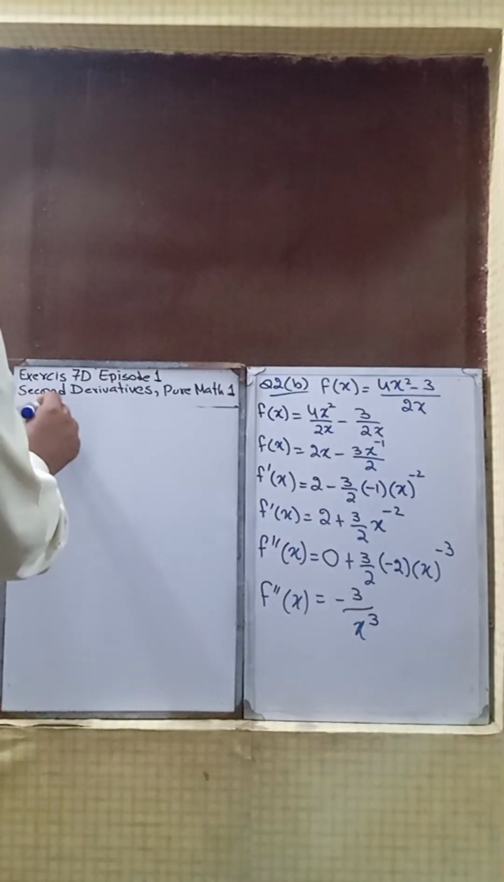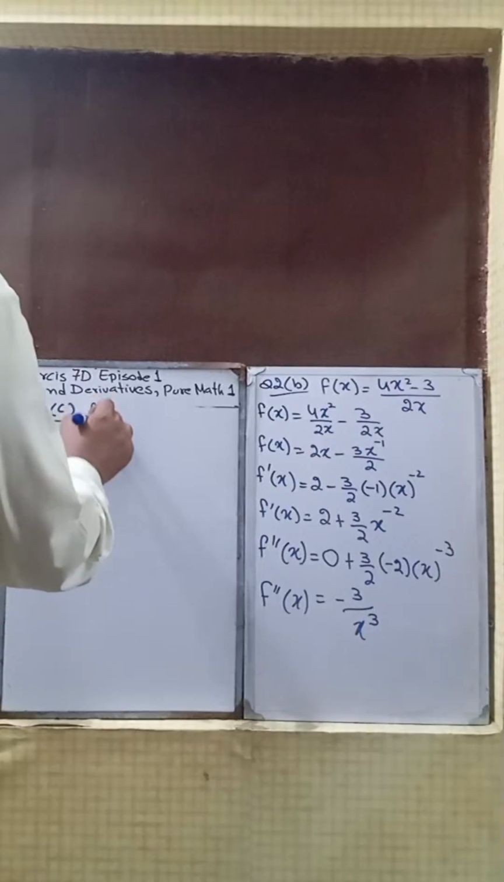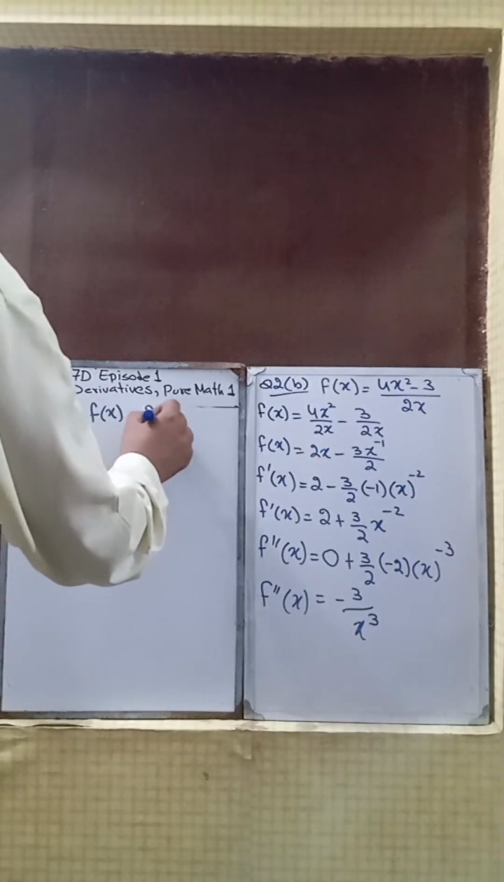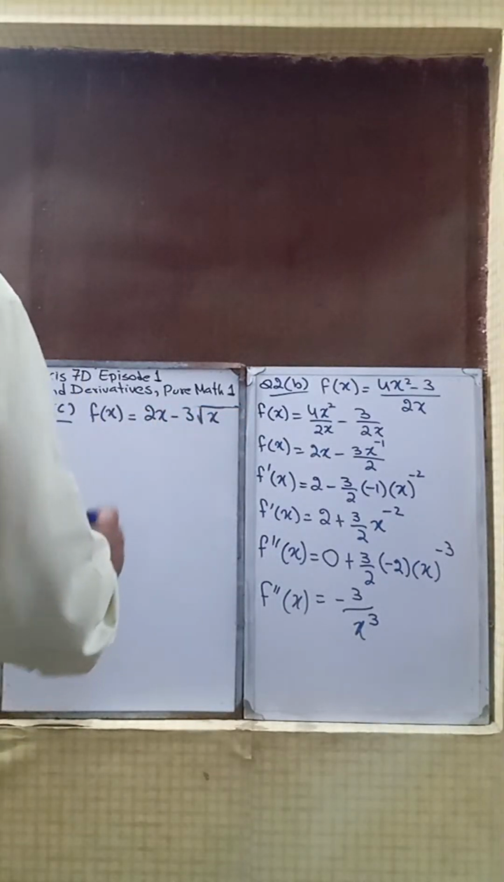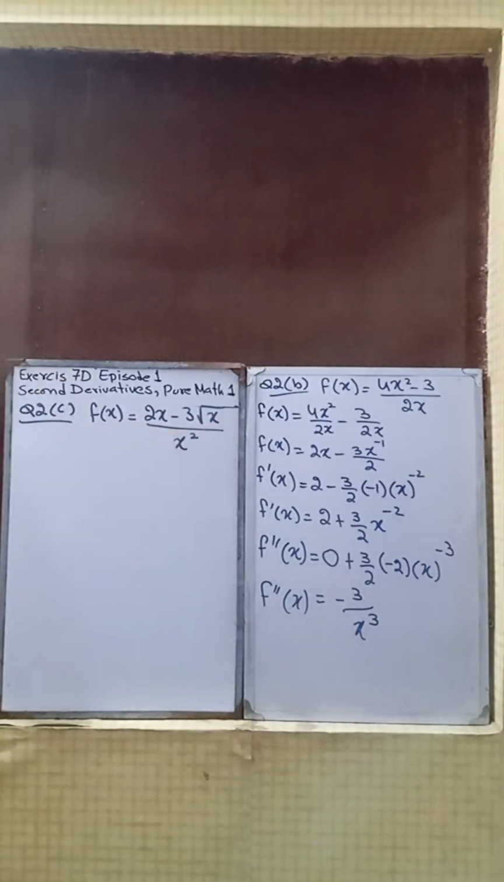Question number 2, it's the C part. Here we have f of x is equals to 2x minus 3 under root x, divided by x squared. So this is the function given. F of x is equals to 2x minus 3 under root x, and the whole thing divided by x square. We have to find the second derivative.